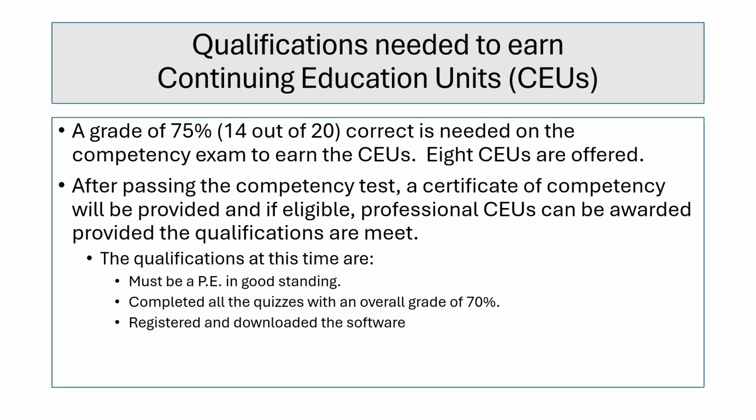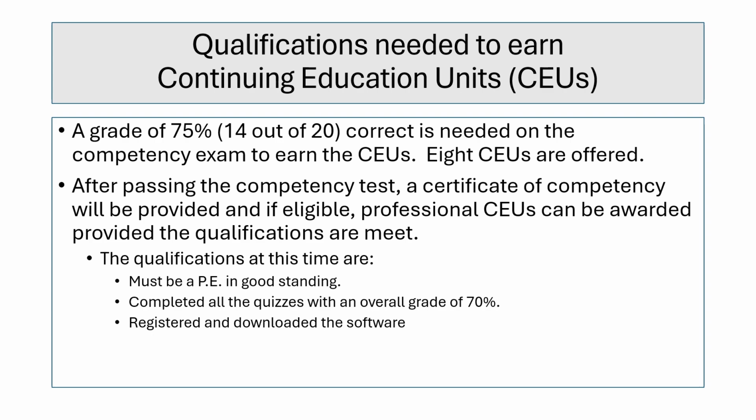To earn the continuing education units offered through this course, you'll need to meet a few specific requirements. First, you must score at least 75% on the competency exam, which works out to 14 out of 20 questions correct. Once you pass that exam, you'll receive a certificate of competency, and 8 CEUs will be available to you, provided you meet the eligibility qualifications.